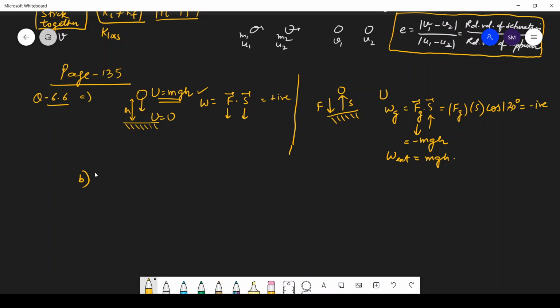Okay, now B part. Work done by a body against friction always results in a loss of kinetic energy or potential energy. So this is the ground, and here I have a box, and this boy is pushing this box.